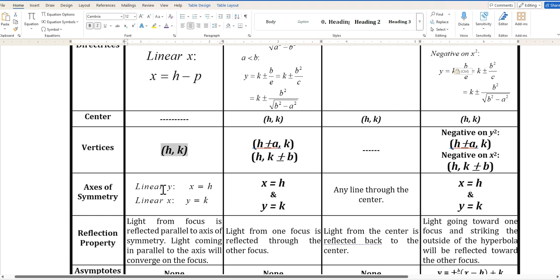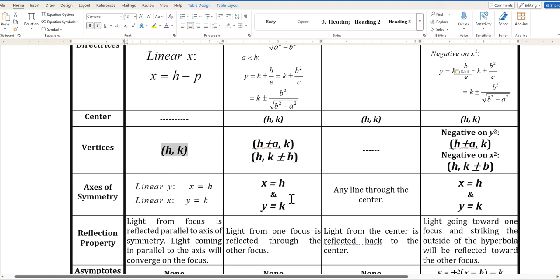If the parabola is linear on y, so it'll be x squared, it'll have a vertical line of symmetry, x equals h, okay? And linear on x, that's going to open left and right. It'll be a horizontal line of symmetry, y equals k. So it goes through the vertex either way.